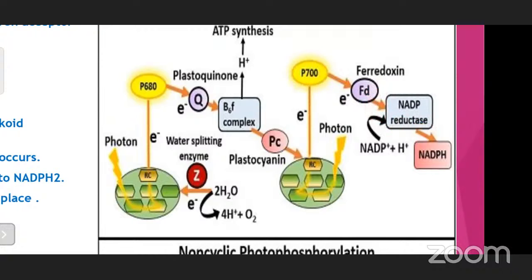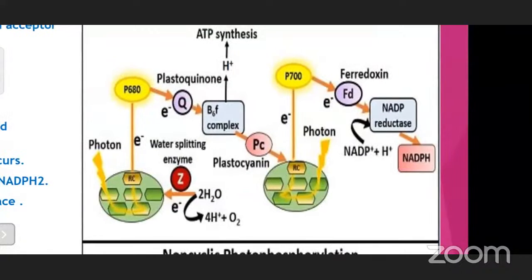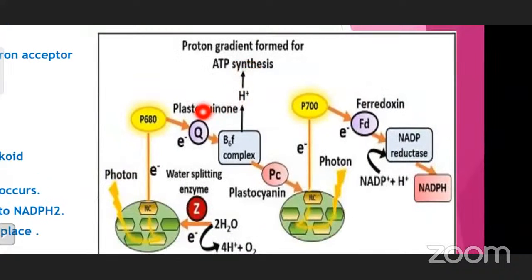It is also taken by the PEA primary electron acceptor here and given to FD ferredoxin, and ferredoxin finally gives it to NADP. So meanwhile, the most important thing you have to remember in this is ATP synthesis is taking place. When the electron is moving here, the energy of that electron is lost and this energy is utilized for synthesis of ATP.